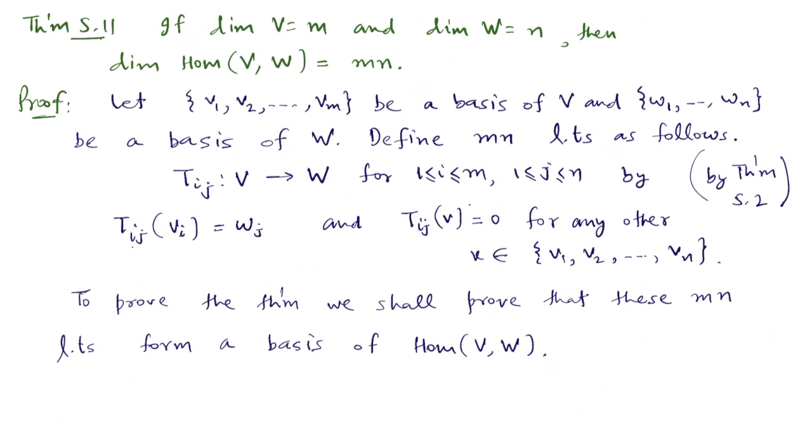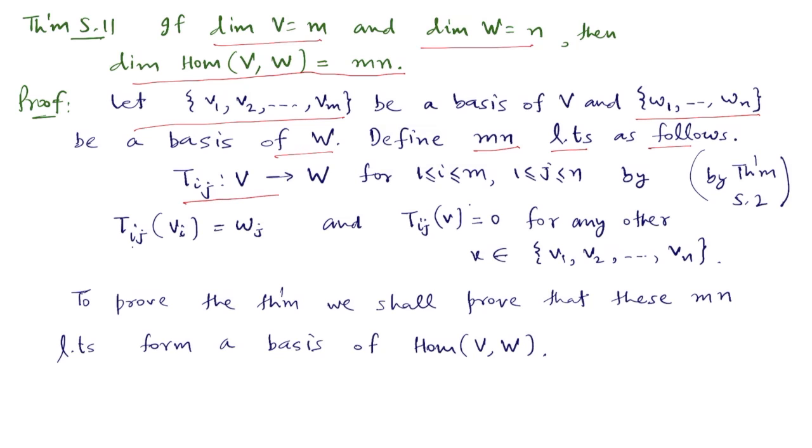Now we prove this theorem, which tells us what the dimension of Hom(V, W) is if we know the dimension of V and the dimension of W. If the dimension of V is m and the dimension of W is n, then the dimension of Hom(V, W) is equal to m times n. So to prove this, let v1, v2, ..., vm be a basis of V and w1, w2, ..., wn be a basis of W. Now we define mn linear transformations as follows.